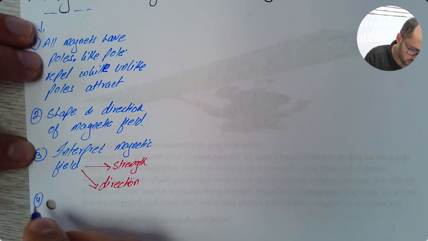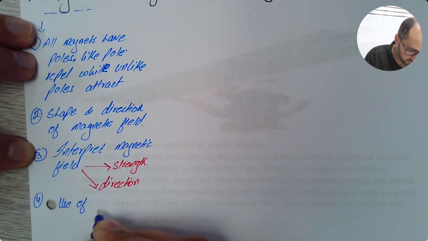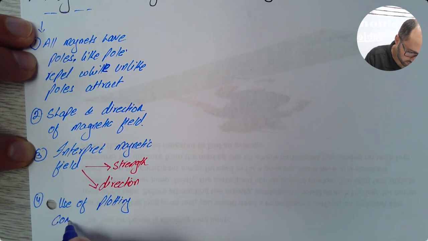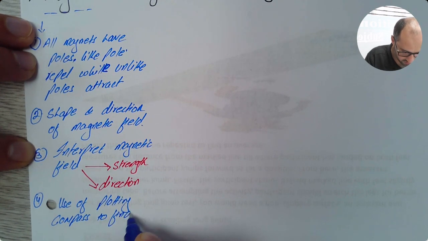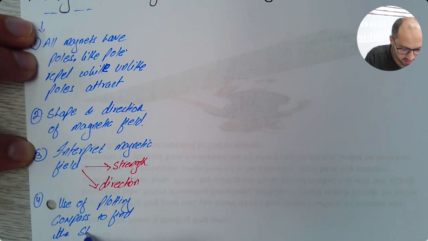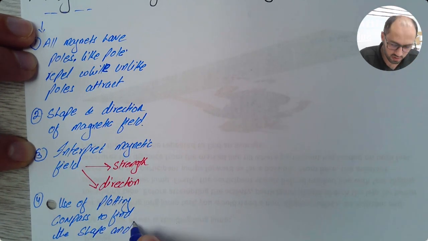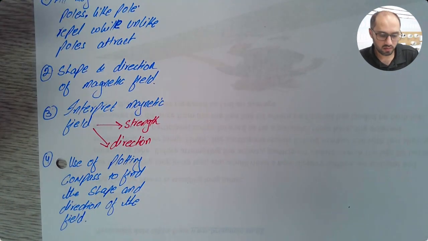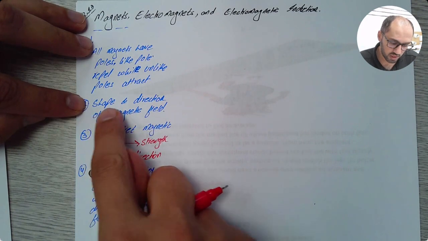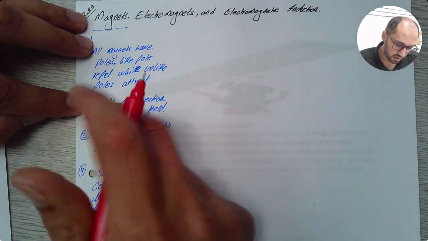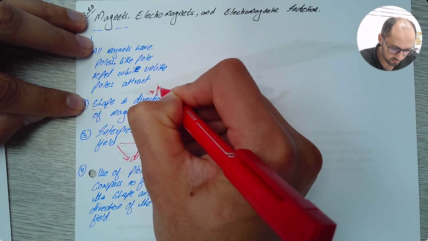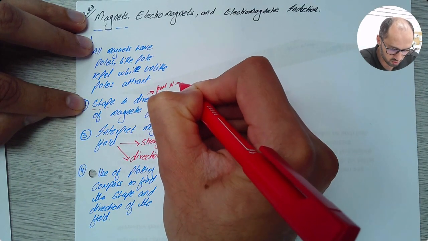Number four, use of plotting compass to find the shape and direction of the field. I can add a little bit of information here. When it comes to shape and direction of the magnetic field, I can't talk about the shape here, but I can tell you about the direction, which is always from north to south.